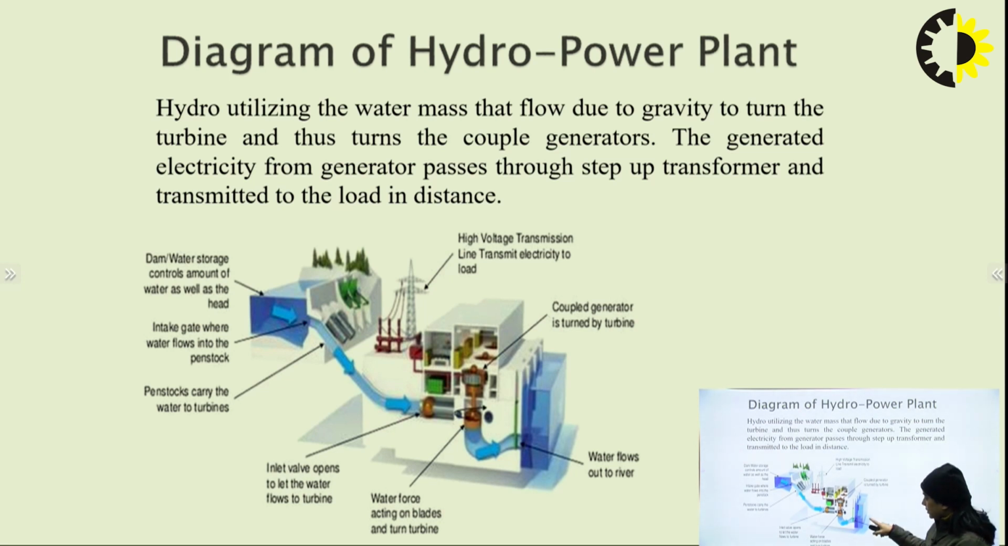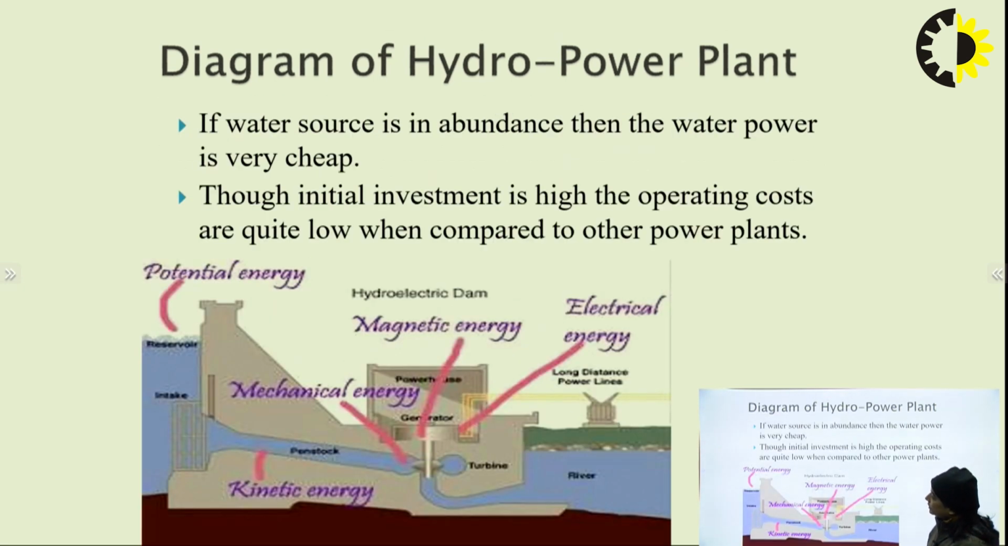So there is a returning mechanism also: the water that comes to the turbine will be sent back to the river again. This is another diagram where conversion of energy has been shown in case of a hydropower plant. If the water source is in abundance, then the water power is very cheap.